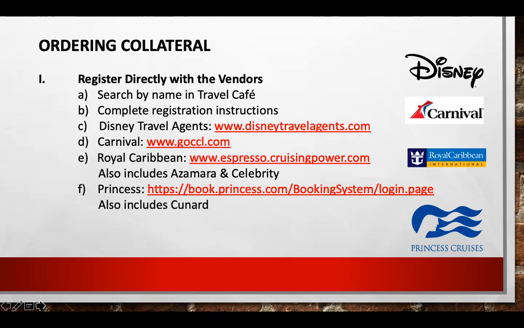So here I have a list of just a few vendors, not an exhaustive list. Let me give my disclaimer. This training will not show you how to order collateral from everyone in the travel space, but we are going to go directly to the websites of some of the more popular ones, and I'm going to talk to you about placing those orders. So there's some links here: Disney, Carnival, Royal Caribbean, Princess, so on and so forth. And you'll note, for instance, with Royal Caribbean, you also can order from Azamara and Celebrity. When you log into Princess, you also have access to Cunard.